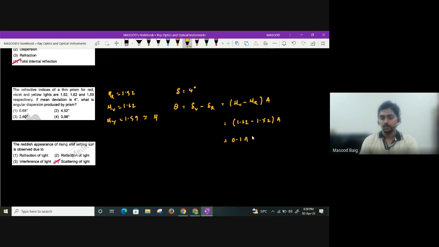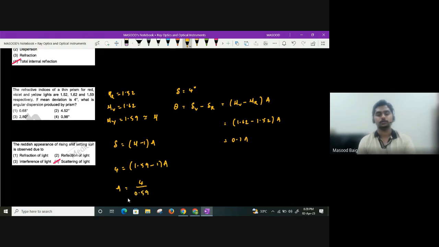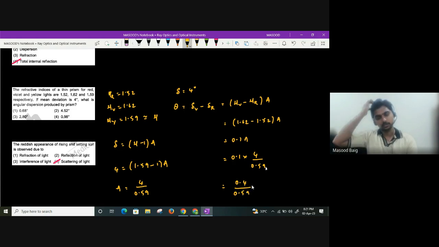A I don't know, guys. But how can we calculate the A value? By using delta. Delta is mu minus 1 into A. So 4 will be equal to, with mu taken as 1.59, 1.59 minus 1 into A. So what will the A value be? Can I write it as 4 divided by 0.59? Near about 4 divided by 0.6 also you can take. So I will get 0.1 into 4 divided by 0.59, so this will be around 0.4 divided by 0.59. We can take approximately 0.6 in the denominator, 2 by 3. So near about 0.68 you will get, guys.